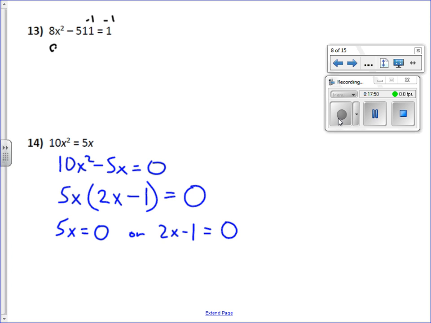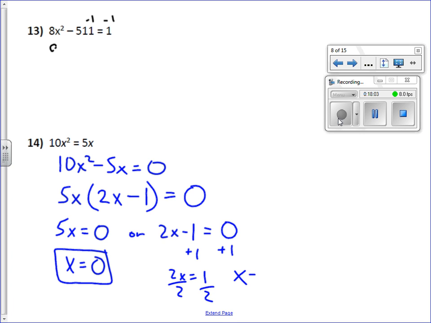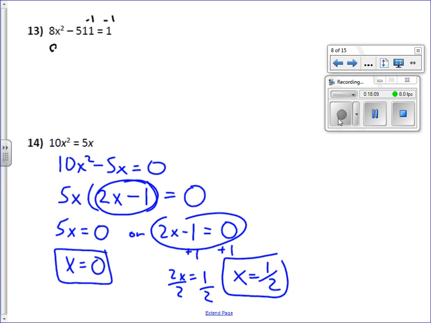So 5x equals 0 means x would have to be 0 for that to happen. And 2x minus 1 equals 0 means I add 1, I get 2x equals 1, then divide by 2, x could be a half. If x was a half, that would cause this part to be 0, which would give me a 0 result. So x could be 0 or x could be a half.